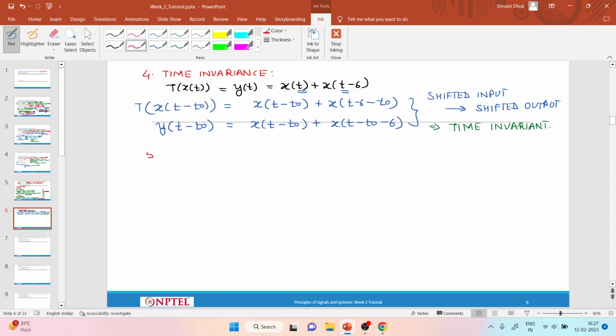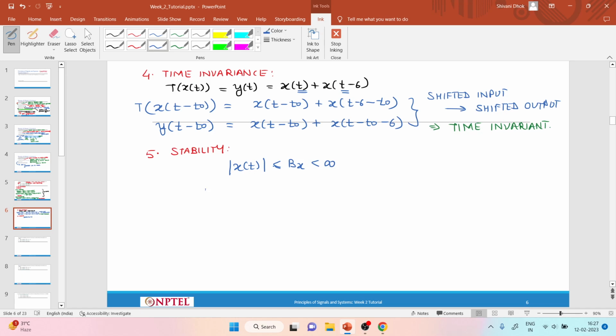Let us look at the fifth property that we need to look at, and that is stability. For stability, our definition is we need to check for all bounded input if our output is bounded or not. So let us assume that my input is bounded by some factor b of x, which is less than infinity.